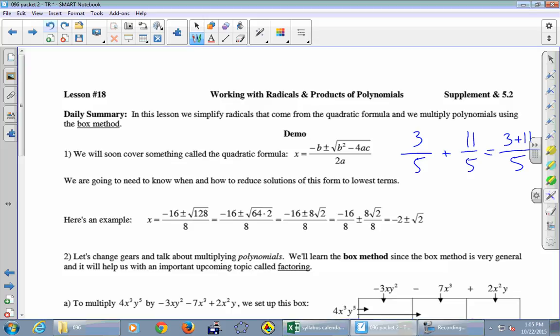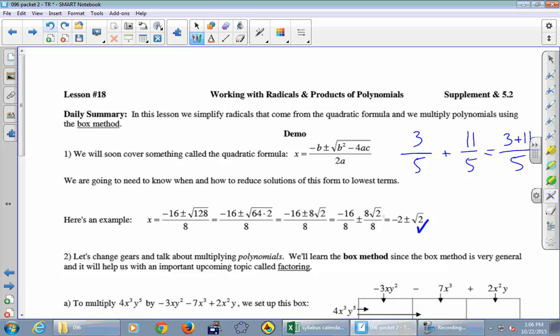And now that I've split into two fractions, I can reduce. -16 over 8 becomes -2. 8 radical 2 over 8, I can cancel there. The 8 and the 8 cancel, and I'm just left with the 1 radical 2, which is here.